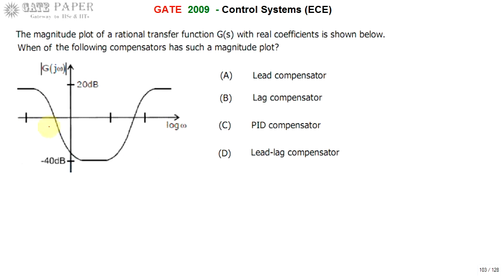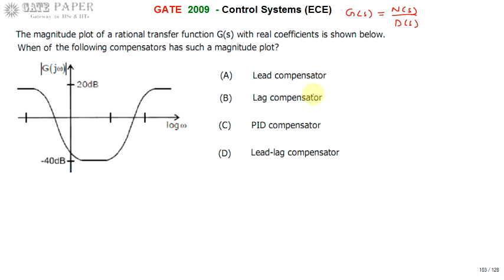First, understand the notation given as G(s). G(s) is a rational transfer function, which consists of a numerator as well as a denominator polynomial, for example N(s) and D(s). All coefficients of s as well as constants are real in nature; they don't have any imaginary parts. Remember that. Now, if G(s) has such behavior, which compensator will have this type of magnitude plot?